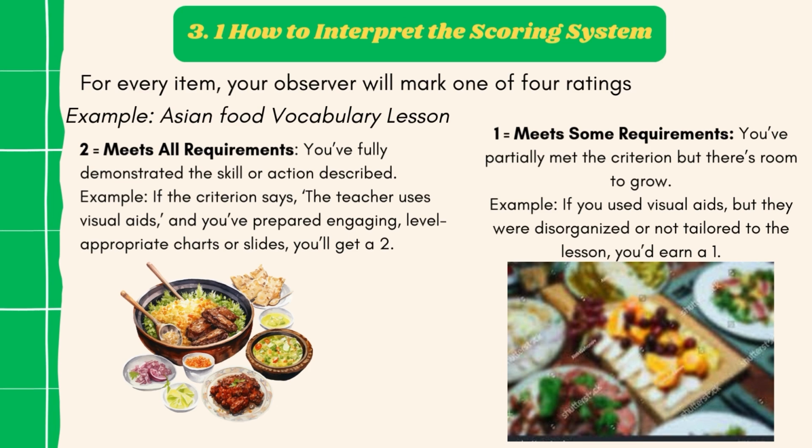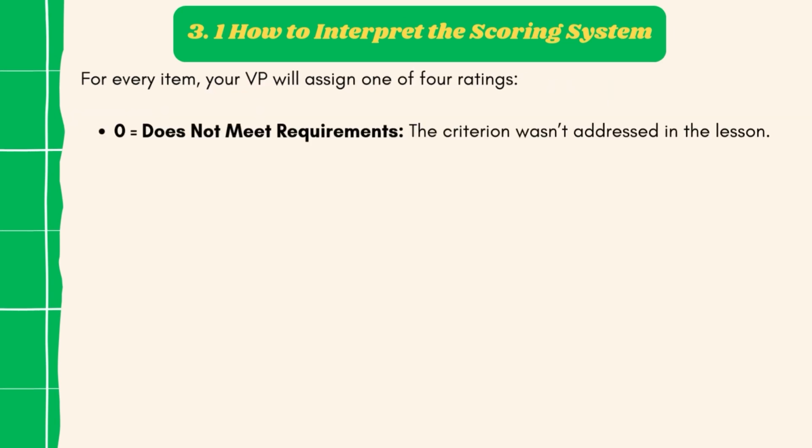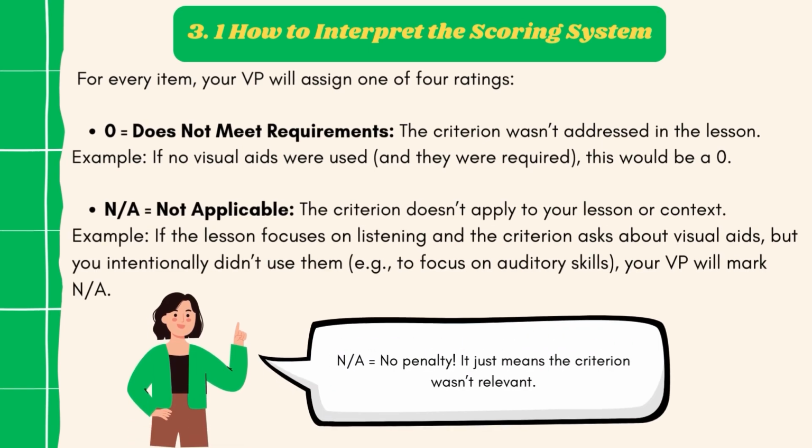So if you are teaching about Asian food vocabulary, you need visual aids to teach your students. If the criterion says, the teacher uses visual aids, and you've prepared engaging, level-appropriate charts or slides, you'll get a 2 because you meet all requirements. However, if your visual aids are disorganized or blurred like in this picture here, you will get only 1, because you've partially met the criterion, but there's room to grow.